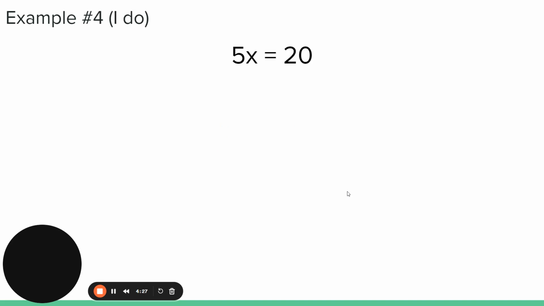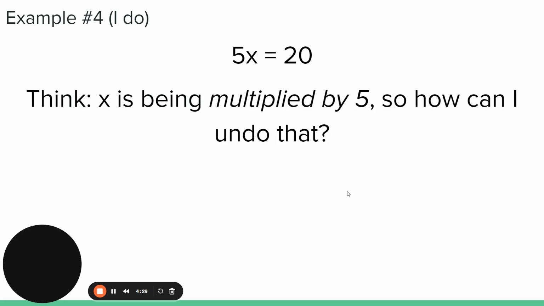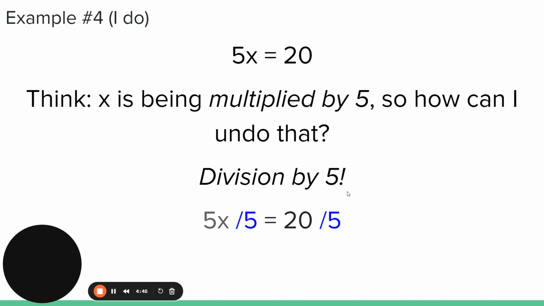We're going to do one more that I do. 5x equals 20. Note, when you see 5x, that just means 5 times x. So, x is being multiplied by 5. So how can I undo that? Division by 5. 5x divided by 5 equals 20 divided by 5. So, the x will just be left on the left side because multiplying by 5 and dividing by 5 undo each other. So x is equal to 20 divided by 5, which is 4.